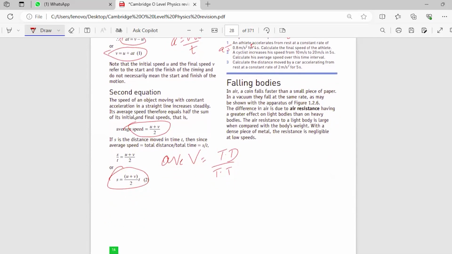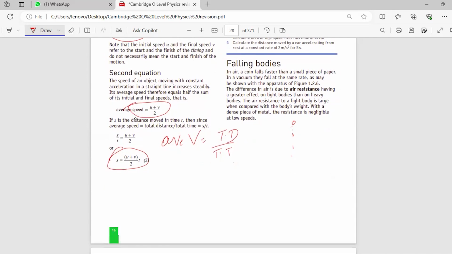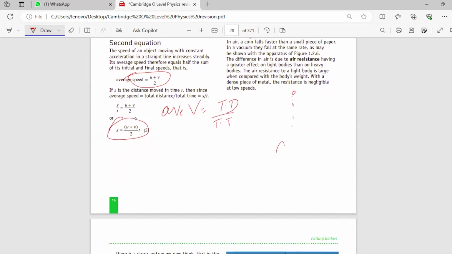For falling bodies, once we drop some particle, all the particles move with the gravitational acceleration. The condition is that the air resistance is negligible for them, for that there is no air, or the mass of the particle is very high. And we represent the gravitational acceleration as a is equal to g, and its numerical value is 9.8 meter per second square.